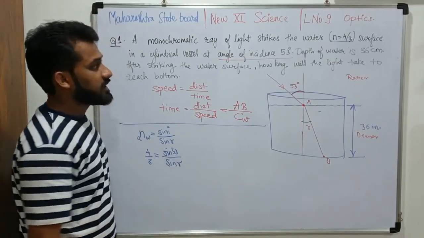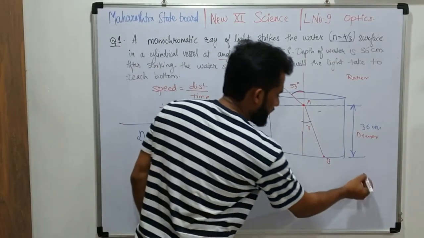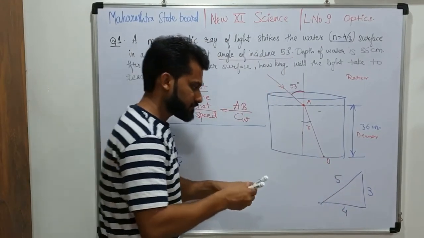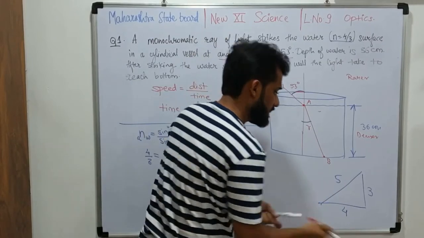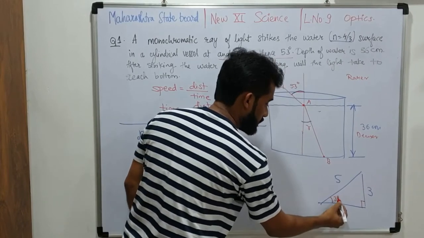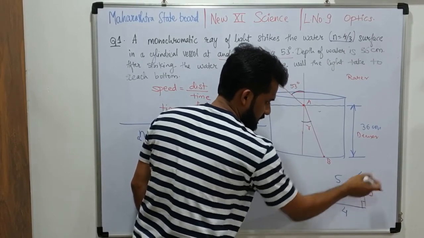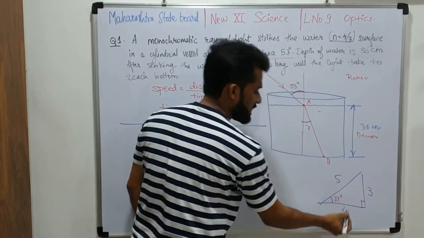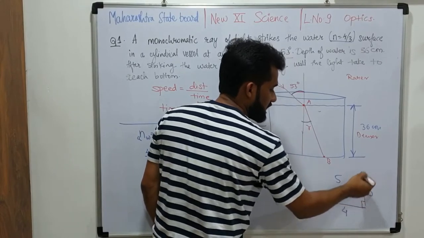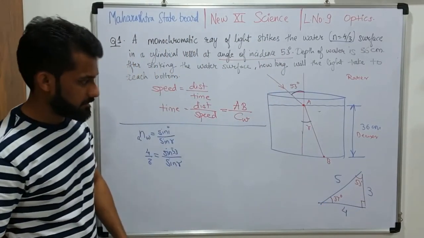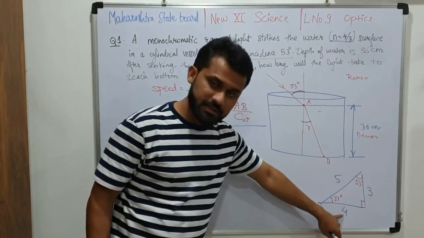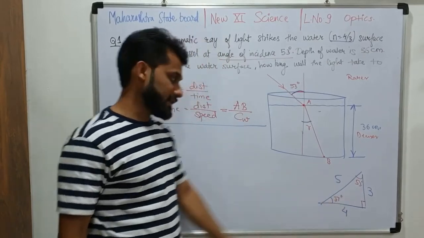Now, this angle 53 degrees is from a famous right angle triangle, that is 3, 4, 5. This is the smallest Pythagorean triplet, 3, 4, 5, in which the angle opposite to the side of length 3 centimeters is 37 degrees. The angle opposite to 4 is 53 degrees, whereas the hypotenuse is opposite to 90 degrees. So in this case, what will be sine of 53 degrees? Sine of 53 degrees will be the opposite side, that is 4, upon the hypotenuse, that is 4 by 5.